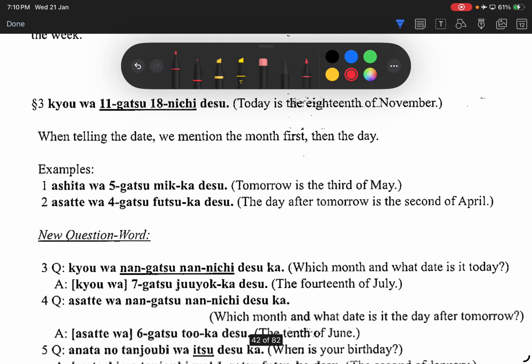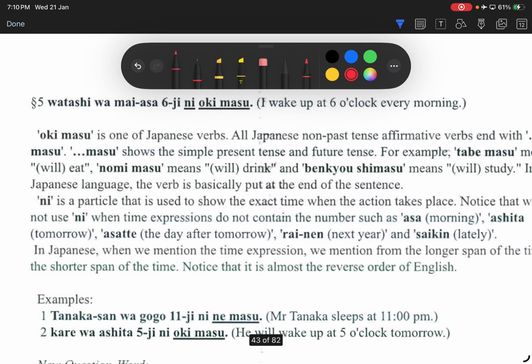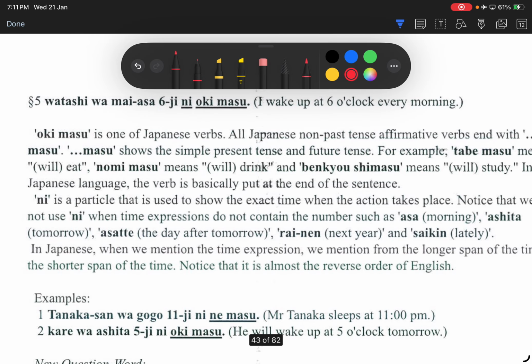Okay, moving on, we also learn about the year. The year is more straightforward. We just need to put the word nen behind the number. That one is very straightforward. There's no special sound, no special counting, nothing. You just put the word nen. Very straightforward. Then over here is how we use it in a sentence.